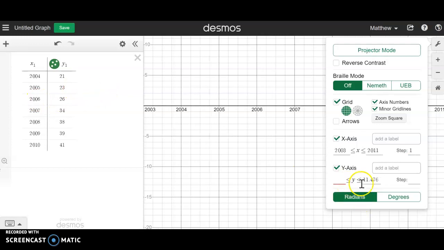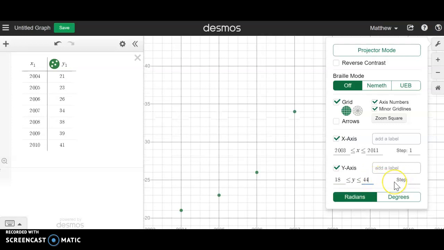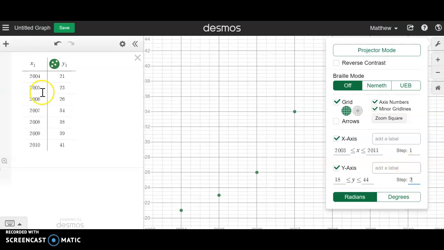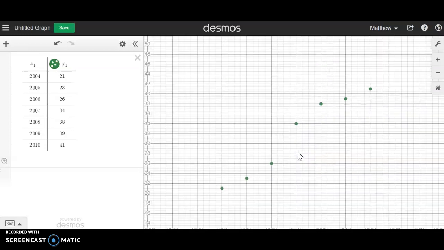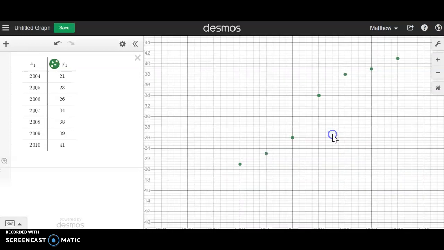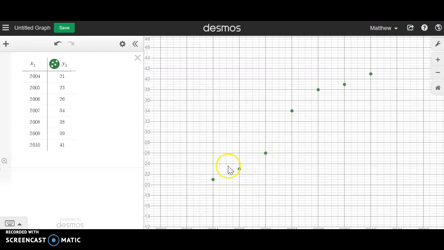We're going to check out our values on the Y. The lowest is 21, so let's put like 18. You could put 19, you could put 17. There's no super right or wrong answer there. It's just a good idea to have it a little bit lower. And then our highest is 41, let's put 44. And our step, what if we go by 2s? They're kind of close together, so what if we go by 2s? Great, look at that. Now these points are meaningful. Now we can see a clear trend happening.